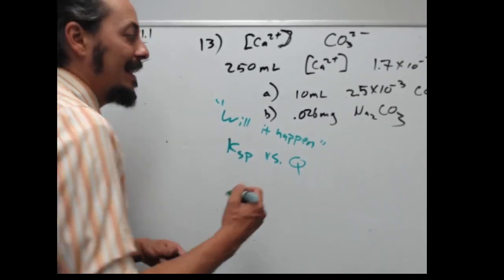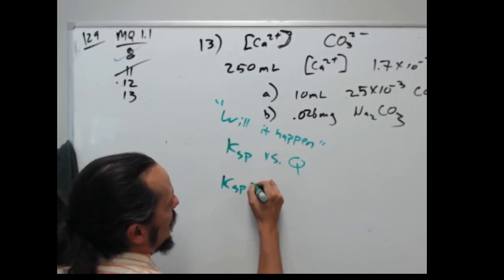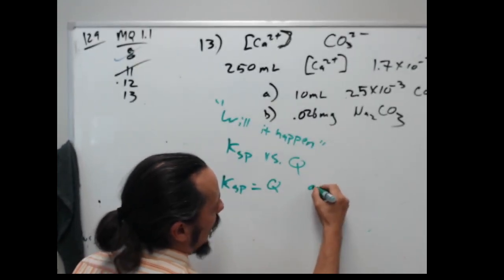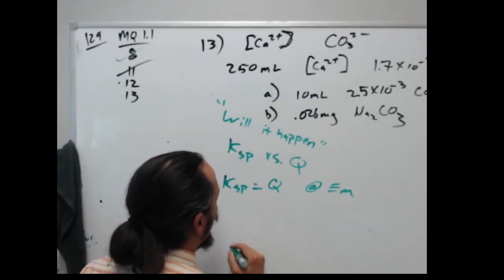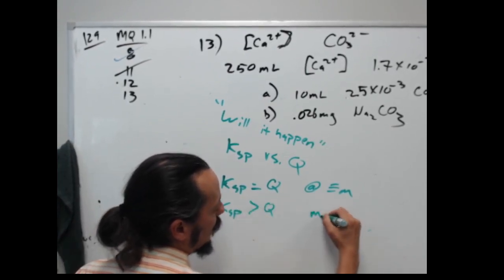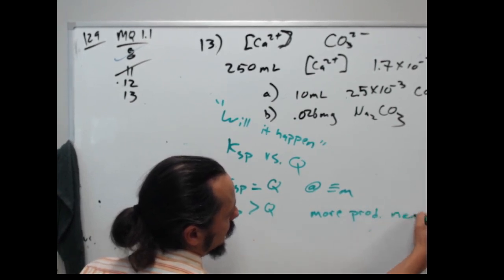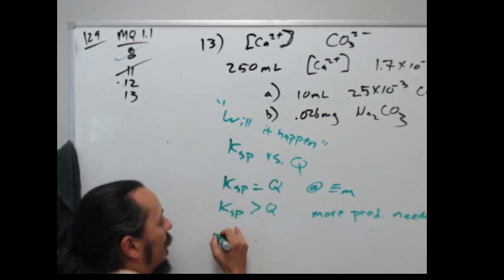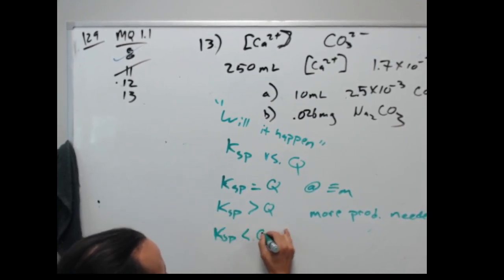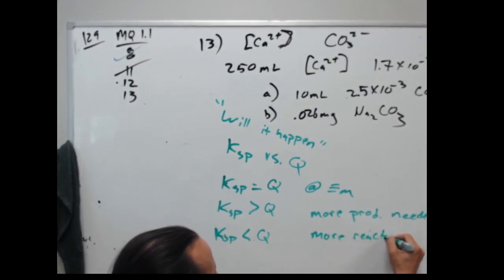Where we've got our 3 main cases. I'm going to go ahead and write down the 3 main cases. We could have KSP equal to Q. That would be at equilibrium. We could have KSP greater than Q. That would mean more products. We could have KSP less than Q, which would mean more reactants.